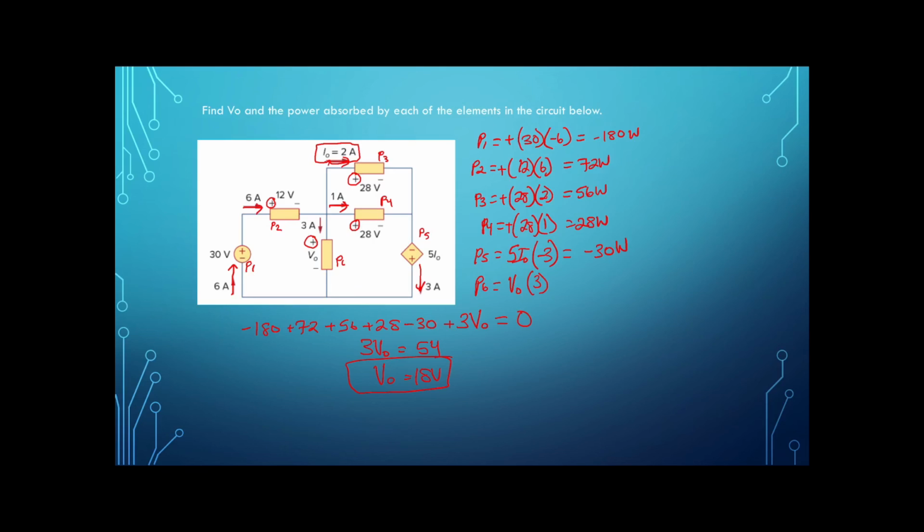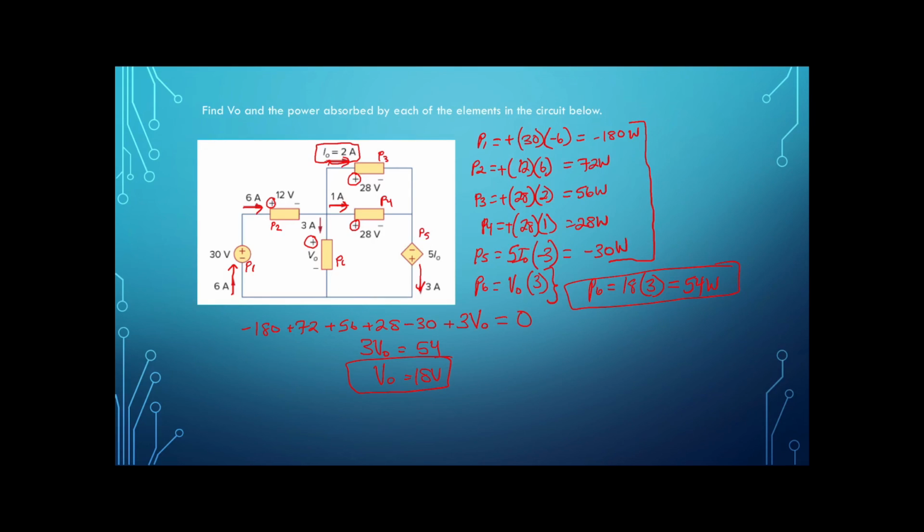So now we found V out, which is 18 volts, and now we need to find the power absorbed by each of the elements. We've already found the power absorbed by elements 1 through 5, and we just need to figure out the power absorbed by element 6. Now that we know V out, we know P6 is equal to V out, which is 18 volts, times the current, which was 3 amps. And that gives us 54 watts.